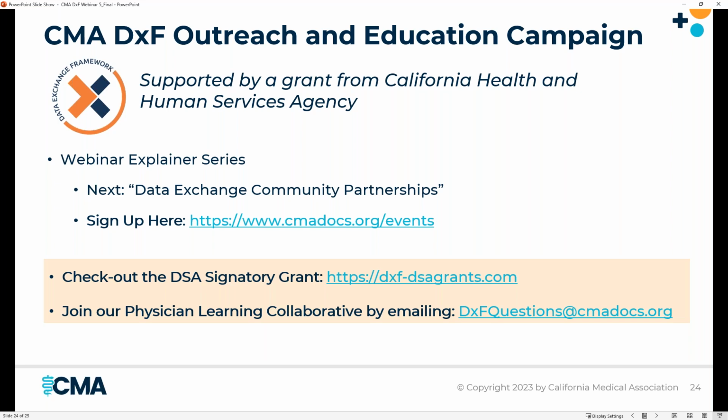And you can sign up. There's a help feature in the upper right. Click it, and there's a document with screenshots to help you out. If you want to confirm, even after you do it, if you just don't trust the system, you can send me an email and I'll double check. If you thought you'd signed it and feel unsure, you can still email that inbox, dxfquestions@cmadocs.org, and we'll look it up for you. No problem.